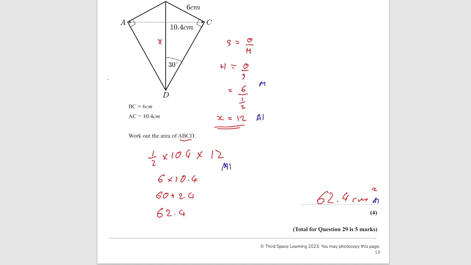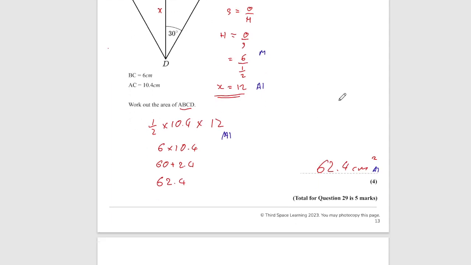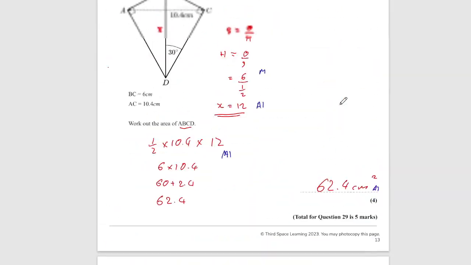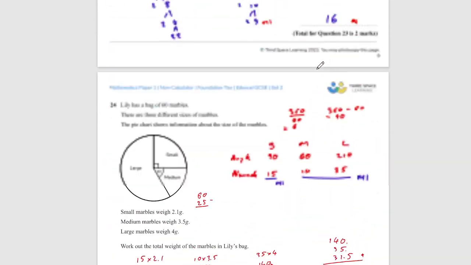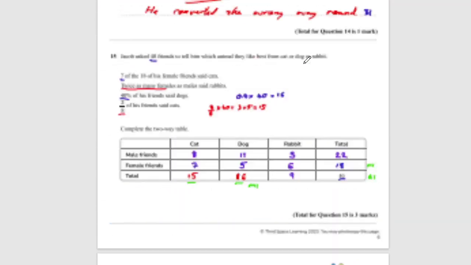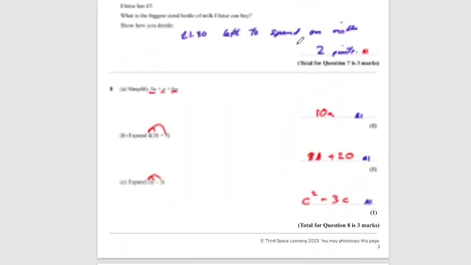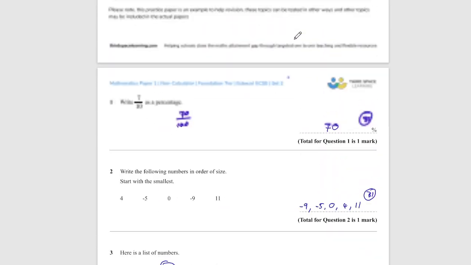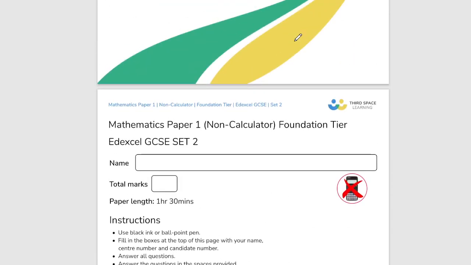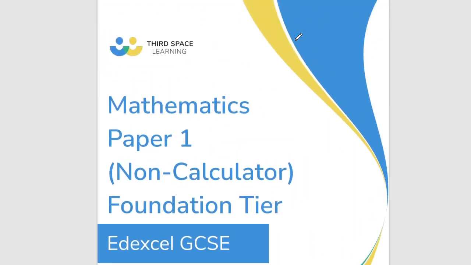Okay, and that is that paper finished. Hopefully that was useful. I haven't got a questions to skills version of this, but other than that, I think it's been a really nice paper from Third Space Learning. I think that's a fairly decent, nice paper.